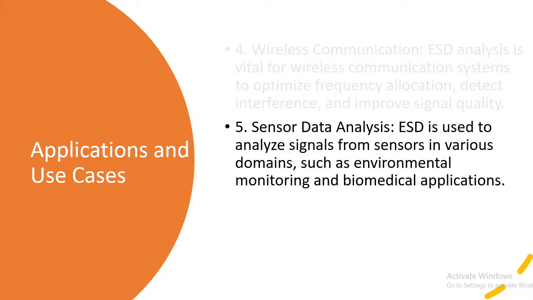Then sensor data analysis. This is used to analyze the signals from sensors in different domains, like the environment, health applications, biomedical applications, where you employ electronic sensors. When you collect data from electronic sensors, you should know how much energy is there, because those data are very feeble. Their energy content is very small. Unless you have an idea of the energy content at different frequencies, they will be masked by noise. That is why it is important in sensor data analysis.